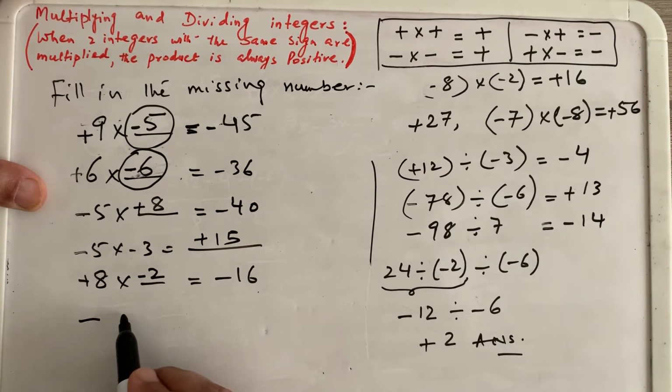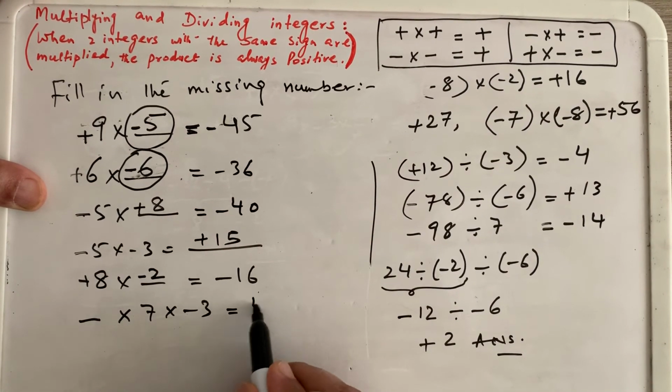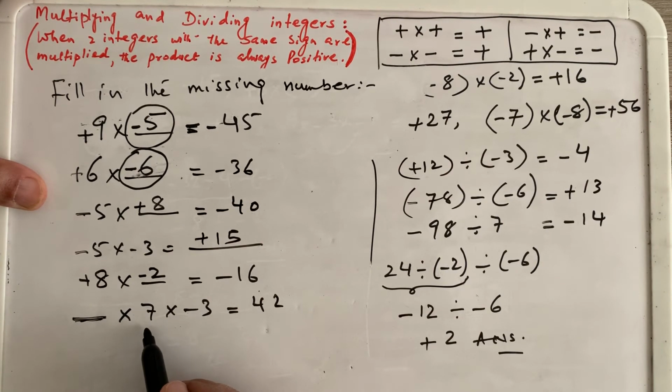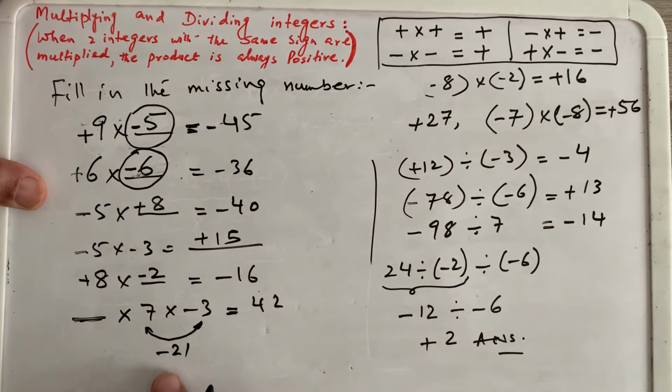Next, dash times 7 times minus 3 is equals to 42. So now you have to think a little bit more than those, because here now the 3 digits. Now you see that 7 times 3 is 21, which is negative, right? And you have to bring 42, which is 2 times of 21. So that means number must be 2. But what about the sign? I need plus 42 as answer, but my 21 is negative. That means this should be negative to make it positive. So minus 2 is my fill in the blank, right?